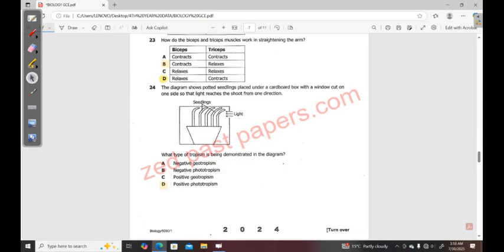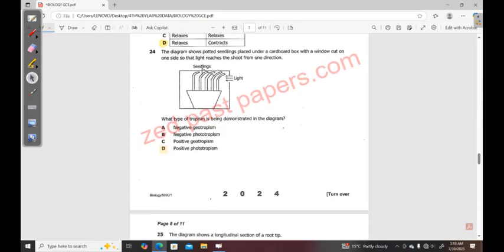24. The diagram shows a potted seedling placed under a card box with a window cut on one side so that the light reaches the shoot from one direction. What type of tropism is demonstrated in the diagram? So this plant is going towards light, so we call this positive phototropism.